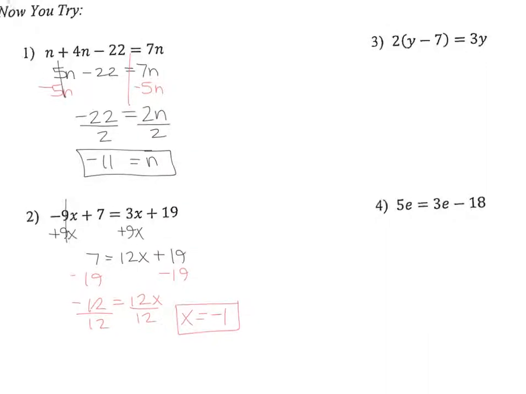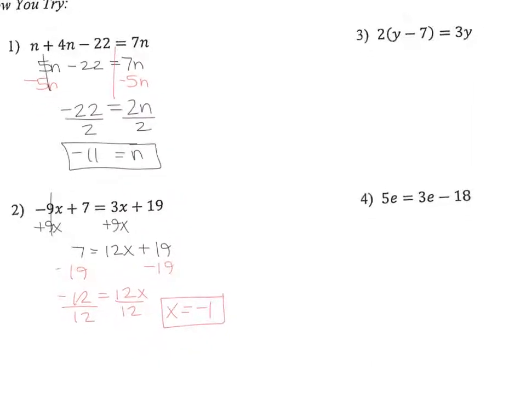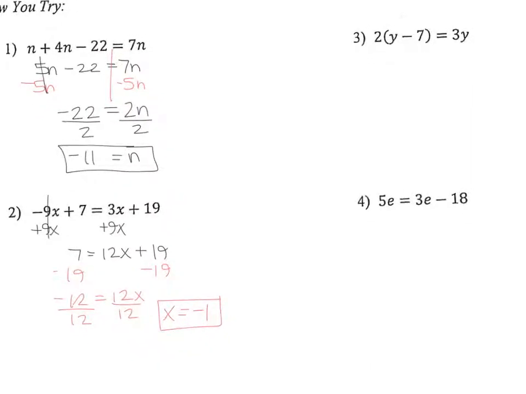Okay, let's go to 3. Okay, so for number 3, you could either divide by 2, but then I'm going to have a fraction over here, or you can do the distributive property. So I'm going to do the distributive property. So it's 2y minus 14 equals 3y.